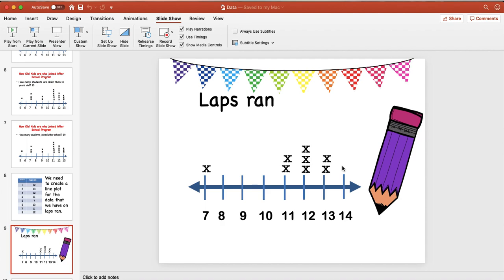So that's how we create our line plot. All I did was create my line from side to side. These numbers, from 7 all the way to 14, represent the laps that were ran. So I just wrote down these numbers, and the X's that are plotted on top of my line represent the amount of students that ran those laps. So only 1 student ran 7, 2 ran 11, 3 ran 12, and 2 ran 13.